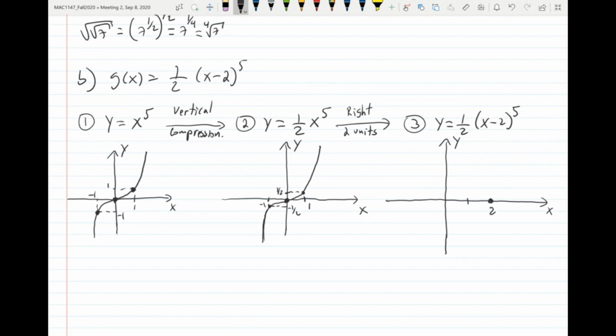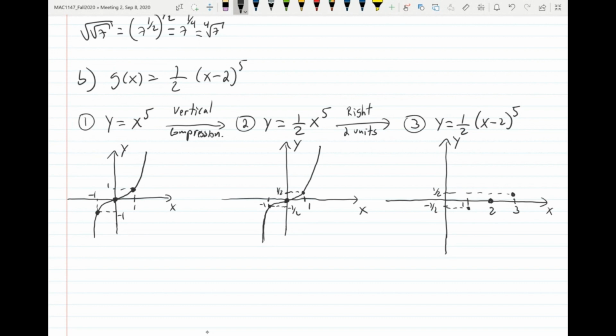Then -1, -1/2. Now that's going to go to 1, -1/2. So that point is going to go here. And then the other one is going to go to 3, 1/2. Again, we're just moving the graph 2 units to the right.